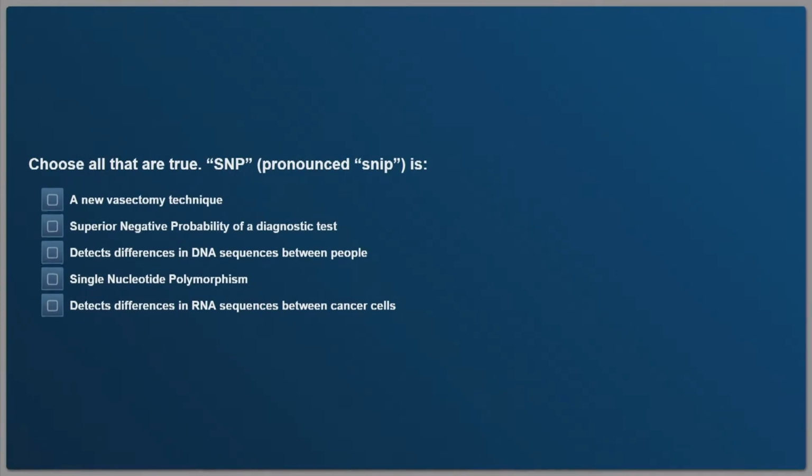So the next question, choose all that are true. SNP, pronounced snip, is a new vasectomy technique; superior negative probability of a diagnostic test; detects differences in DNA sequences between people, single nucleotide polymorphism; detects differences in RNA sequences between cancer cells.